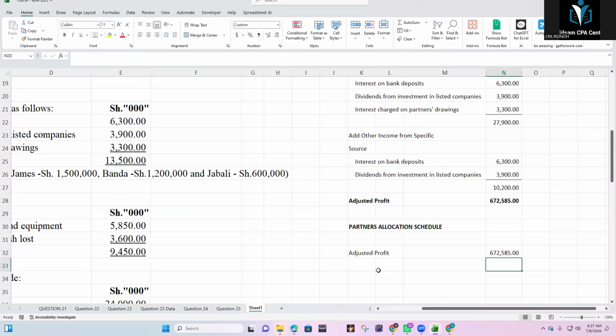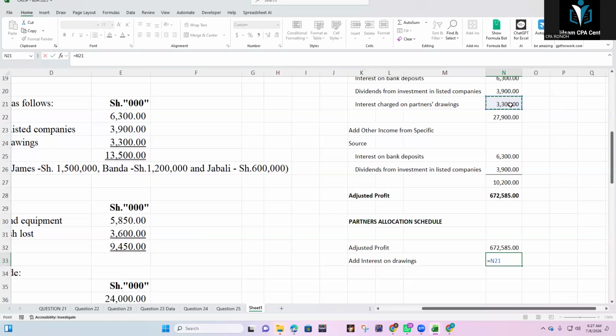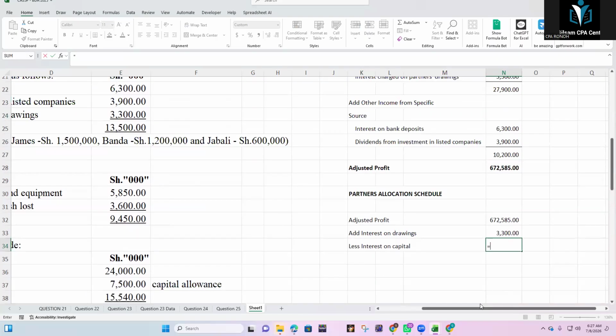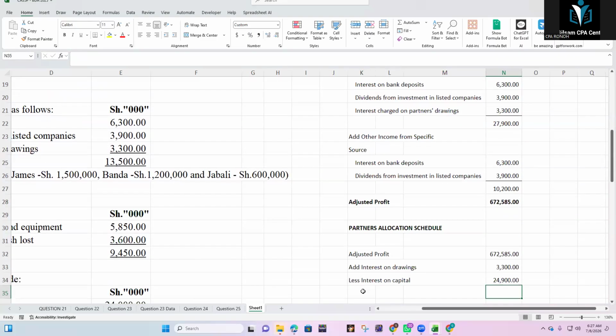We take the adjusted profit. We say add interest on drawing. So what is the interest on drawing? Which is this one, 300. We less interest on capital. So what was the value of interest on capital? Go up, it is 24 something. Interest on capital. We less salaries to partners.